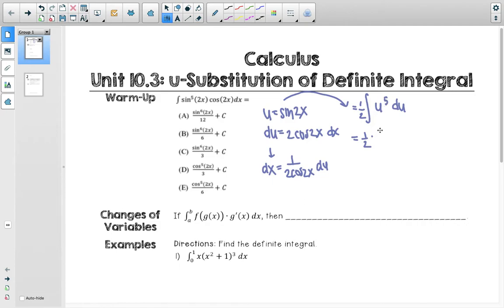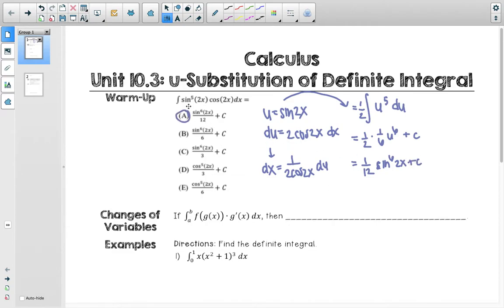If you integrate that, that's going to get you 1/6 u to the 6th power, technically plus c, and then you'd plug in the u, and you get 1/12 sine to the 6th power of 2x plus c. And that is right here. So our answer is A.